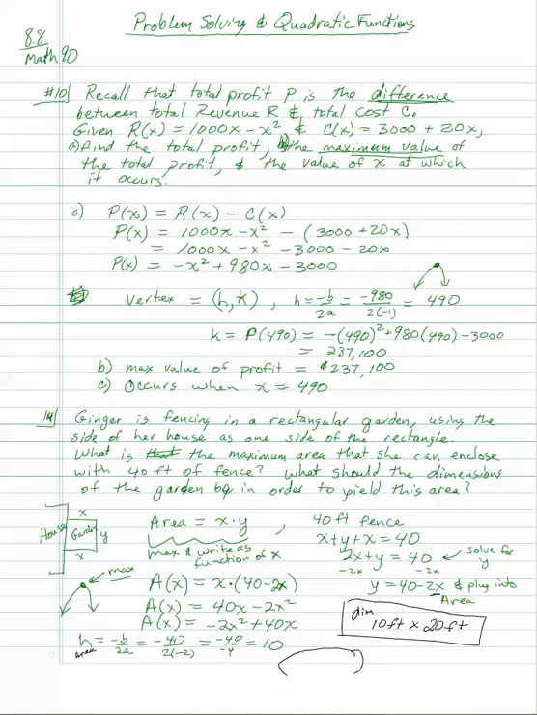That's going to be my x coordinate of the vertex. So let's see, what are we looking for? What is the maximum area she can enclose? That's going to be my k. So I'm just going to put in k, which is A of 10, which is 40 times 10 minus 2 times 10 squared. Punch that in my calculator. 400 minus 200, that's 200 square feet. This is my maximum area.